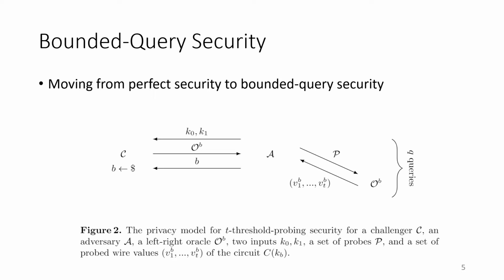So in the previous slide, we explained the adversarial capabilities. In this slide, we will explain the security model. And this is a bounded query left-right security model. In this model, an adversary chooses 2 secret inputs, K1 and K0. These are typically the plain text and the key of a block cipher. Sends this to the challenger. The challenger picks a uniform random bit and sends back an oracle OB. This oracle is the masked circuit with the secret, either K0 or K1, kind of baked into it.